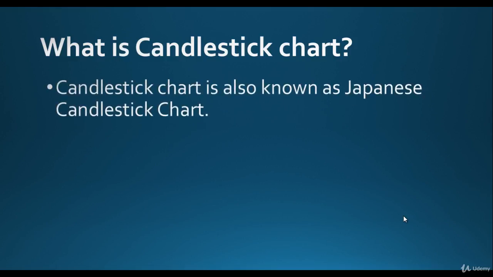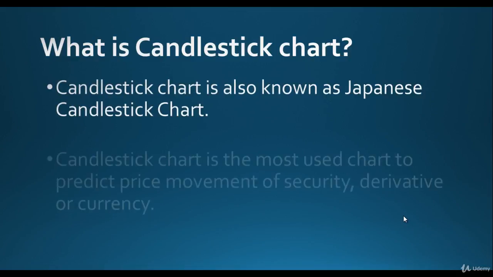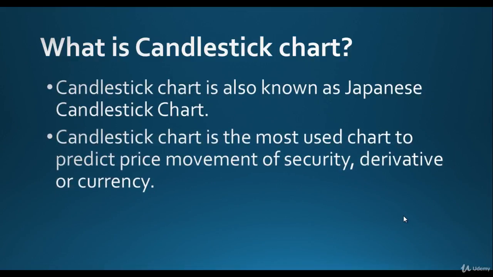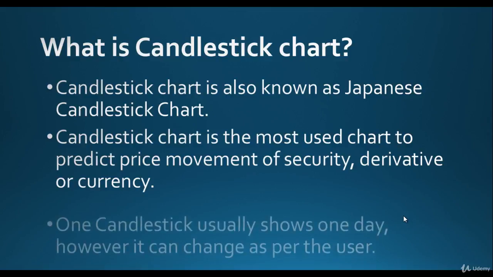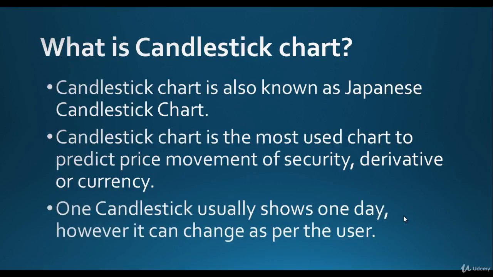Candlestick chart. Now, candlestick chart is also known as Japanese candlestick chart. Now, candlestick chart is the most used chart, and it is used to predict price movement of security, derivatives, or currency. One candlestick usually shows one day. However, it can be changed as per the user.